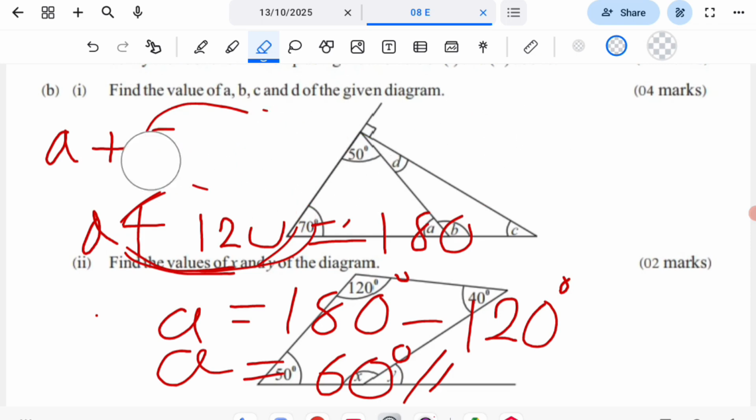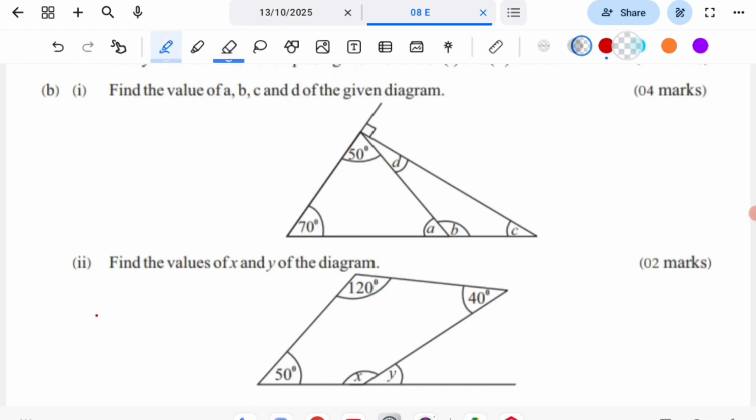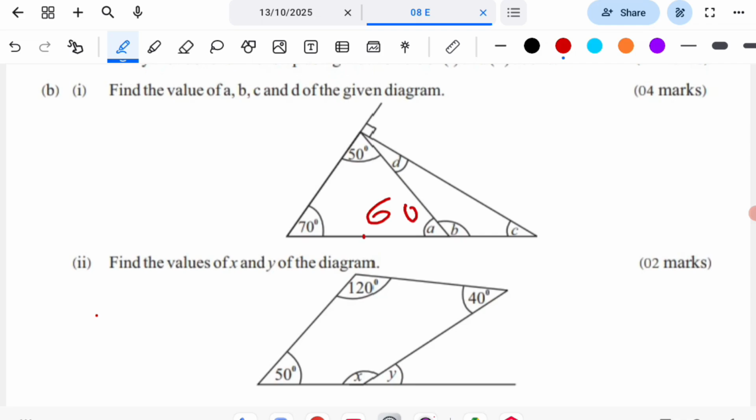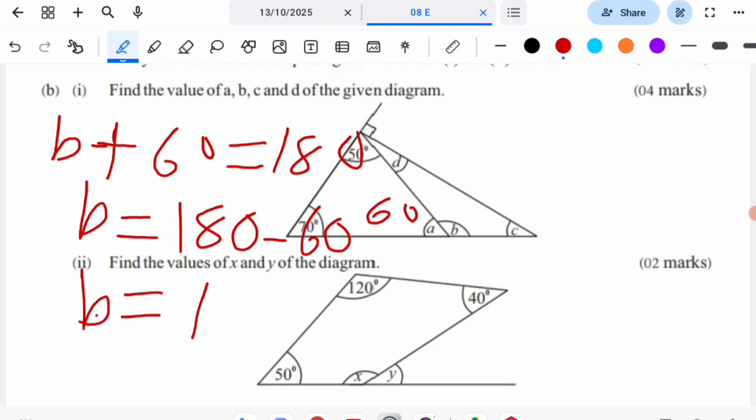Then we can find the b value. When finding b, we consider the sum of adjacent angles around a straight line. We know that the sum of these two angles should be 180 degrees. Then b plus this angle, it is 60. b plus 60 equals 180 degrees. Then for the b value, we bring 60 to the right hand side as a minus term. b equals 120 degrees. Now we know that this angle is 120 degrees.